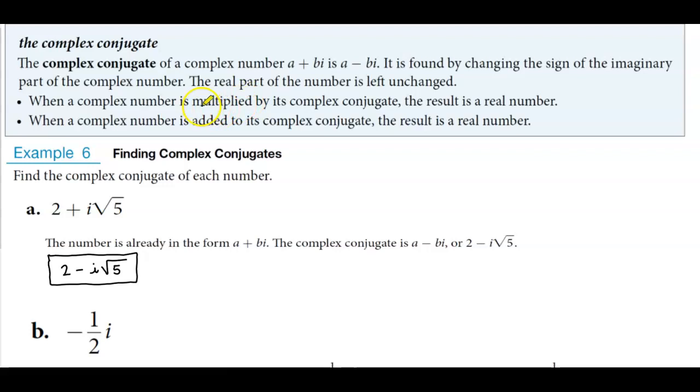When a complex number is multiplied by its complex conjugate, the result is a real number. When a complex number is added to its complex conjugate, the result is a real number.